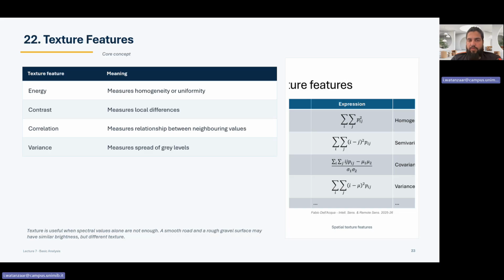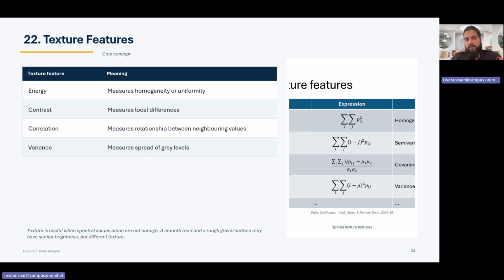And the correlation measures the relationship between the neighboring values or the neighboring pixels. It is really important because, based on this correlation, if we understand it, we are changing its contrast, like measuring the local differences and even measuring the homogeneity or uniformity, because we understand whether the data is homogeneous or heterogeneous, or the pixel values. Variance measures the spread of gray levels.